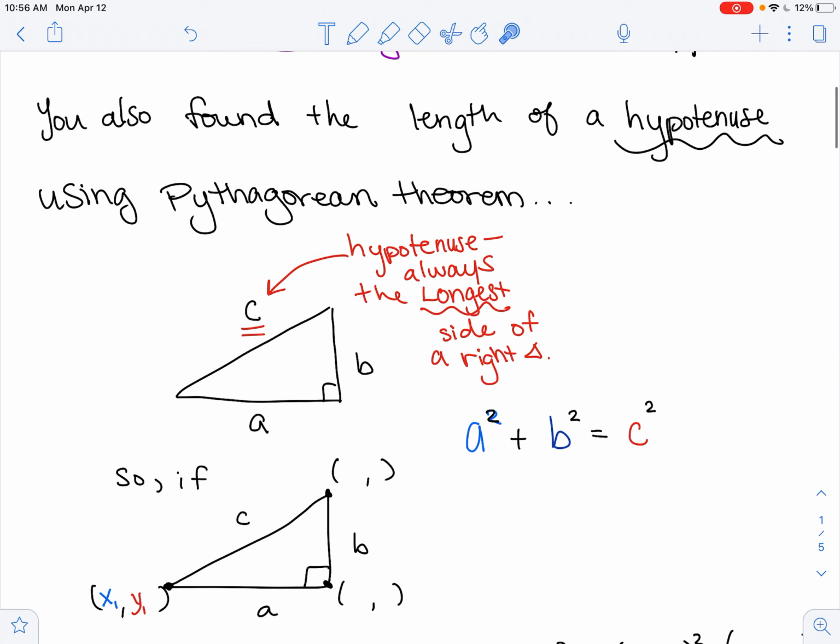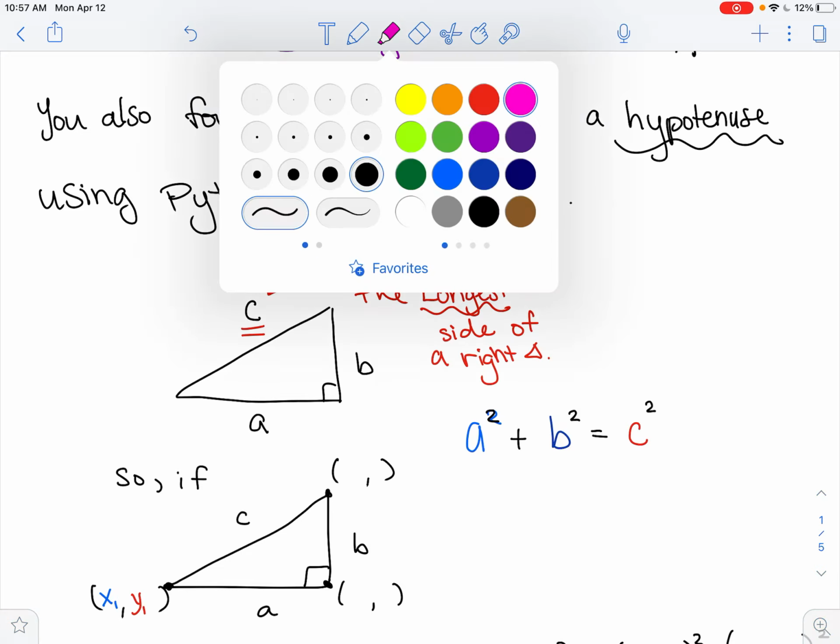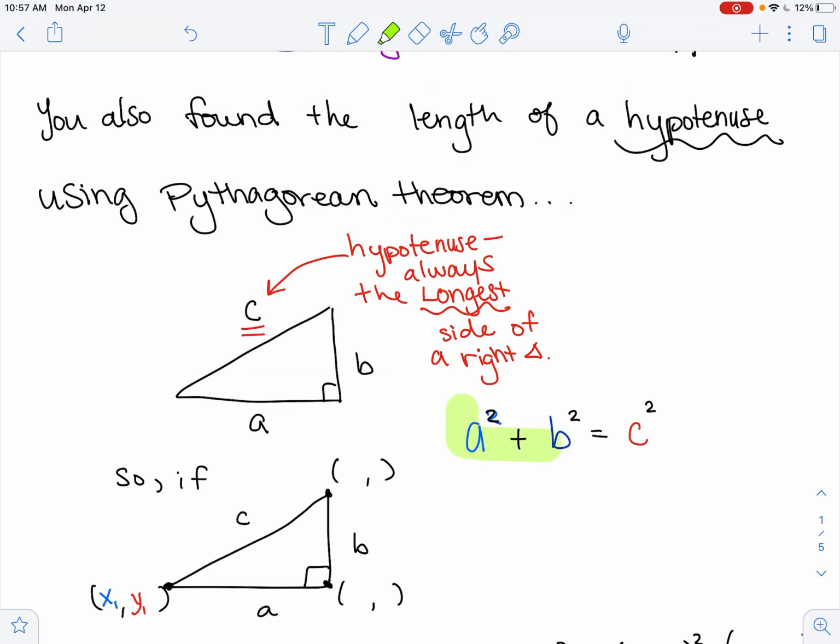We also know that we found the length of a hypotenuse using the Pythagorean theorem, where remember when we have a right triangle, here's the right angle, the side opposite the right angle is always the longest side. That's called the hypotenuse, always the longest side of a right triangle. And we know that the Pythagorean theorem says that side a squared plus b squared equals c squared. Okay, so that's how we can find the distance of the hypotenuse using the other two legs, called the Pythagorean theorem. So here's where we get the distance formula.